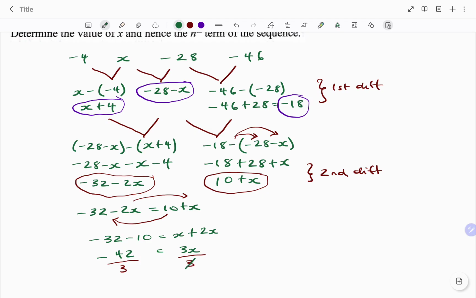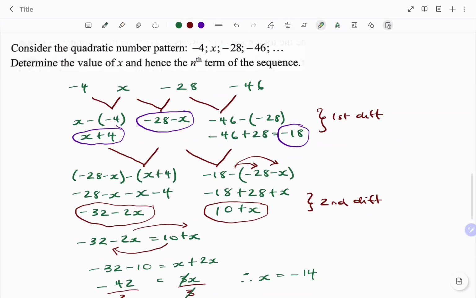So I have 3 and 3, 1. Therefore, the value of x will be negative 42 divided by 3. And that will give us negative 14. So we've been able to find the value of x. Now we go to the next statement.